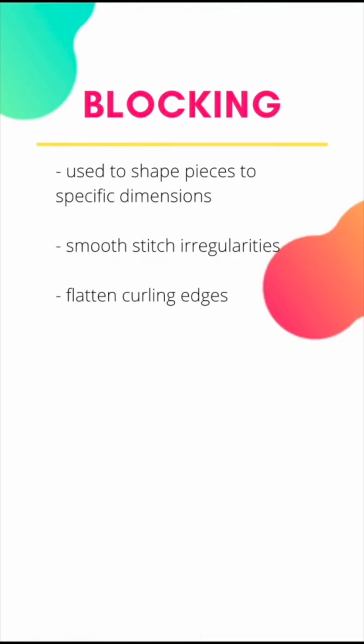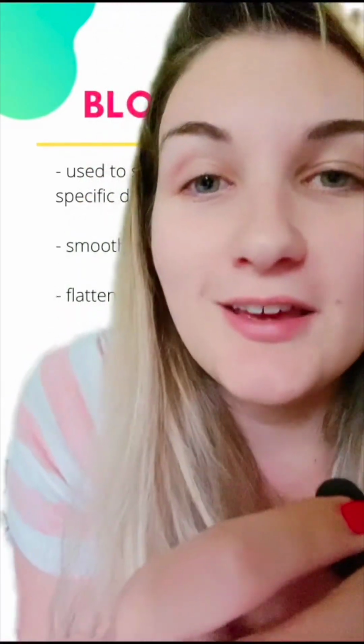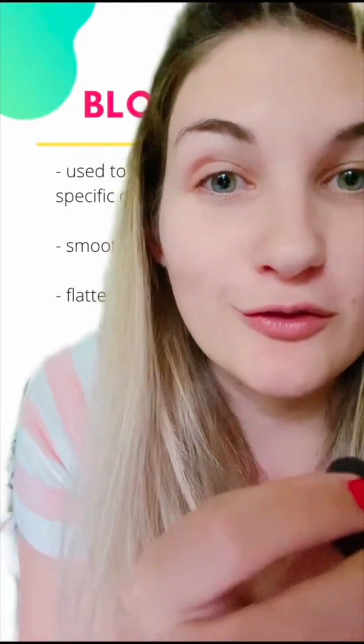I already made a video about blocking, and I'll tag it in this one, but it is used to shape pieces to specific dimensions, smooth stitch irregularities, and flatten curling edges, and you most likely are going to use it if you're making garments or anything that's going to be on a body where the size really matters. I also like to block my granny squares before I attach them in a big blanket. It's by no means a necessary step, but it does take it to the next level if you want to have a more professional finish.